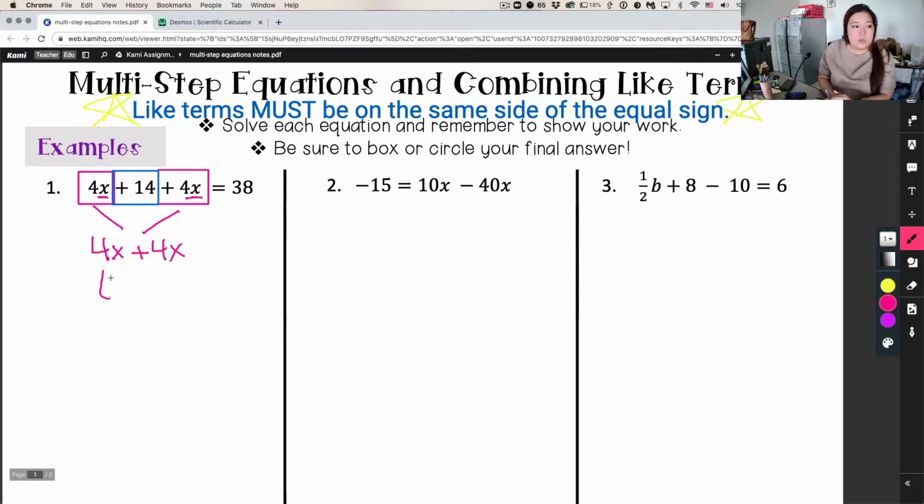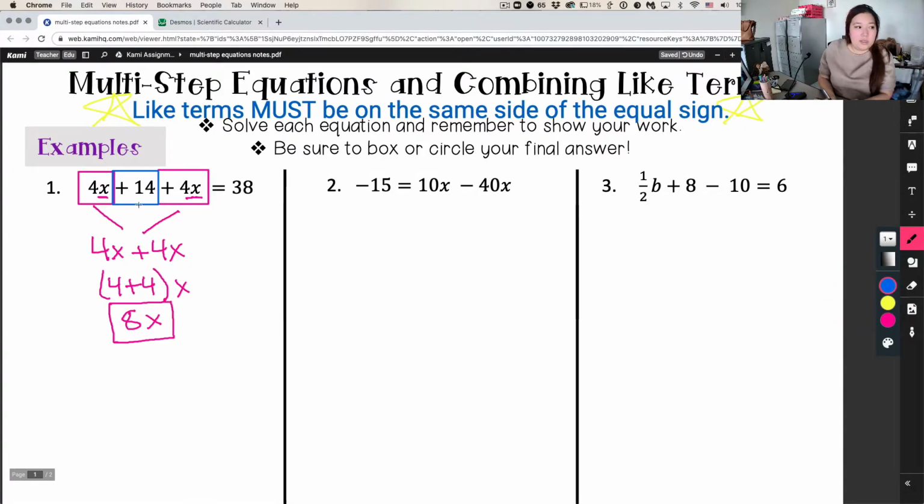Which means we're adding their coefficients, so this is 4 plus 4, and we'll have an x at the end. 4 plus 4 is 8, so this is 8x. When you're combining like terms, think about it all in blocks. We had these two blocks, and now we've combined them into one block.